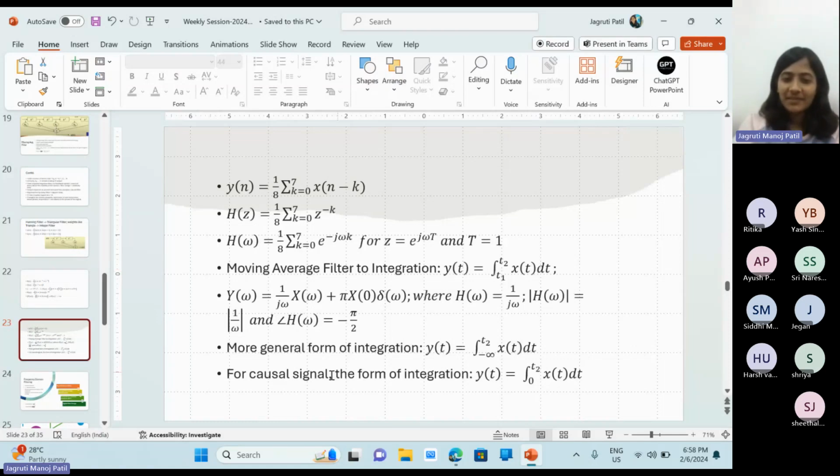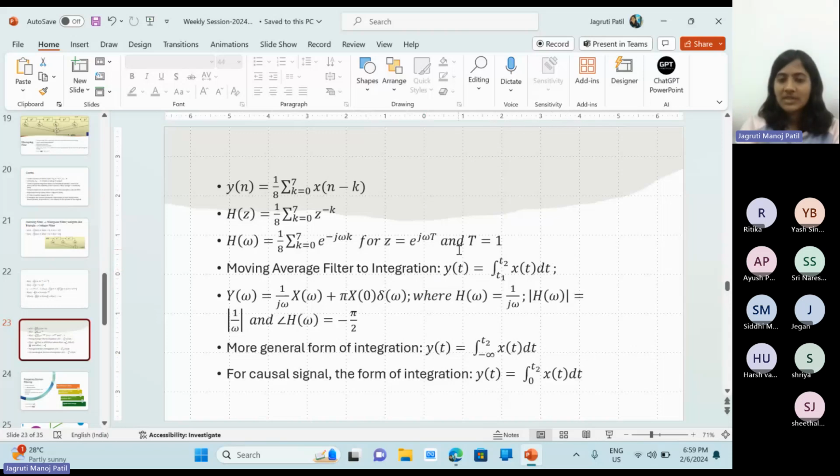So same as you said, for a causal signal, it's always the positive side. The general form of a signal would be to take it from negative infinity to the original time instant, the time point wherever you're looking. So again, if we have y of t equals the integral from t1 to t2, in a normal general form, of x of t dt.